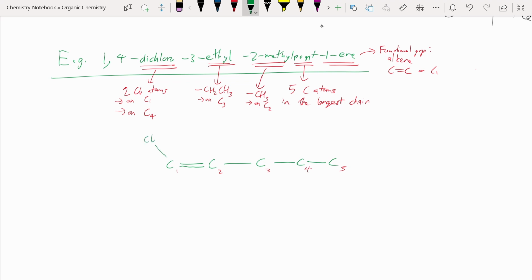Carbon 1 and carbon 4. So carbon 4. Then there's the ethyl group on carbon 3. So carbon 3, it will be, my bad.